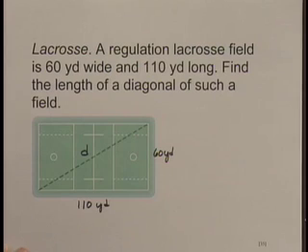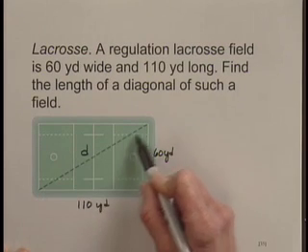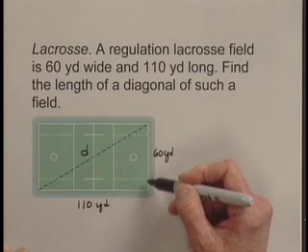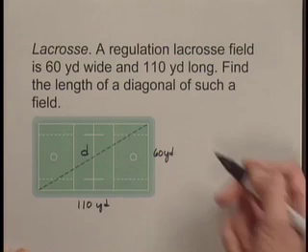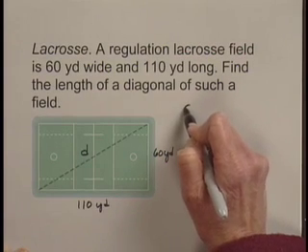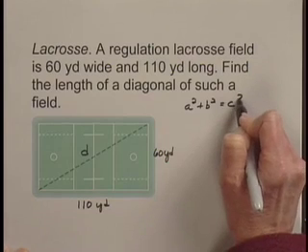You can see that what we have here is a right triangle with a hypotenuse of D and legs of length 60 yards and 110 yards. So we can use the Pythagorean equation to find D. And remember, the Pythagorean equation is a squared plus b squared equals c squared.